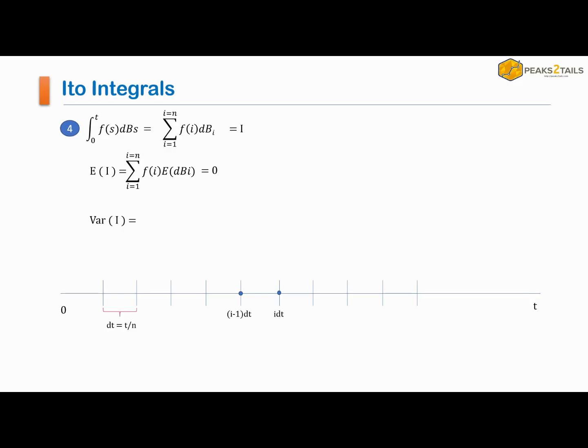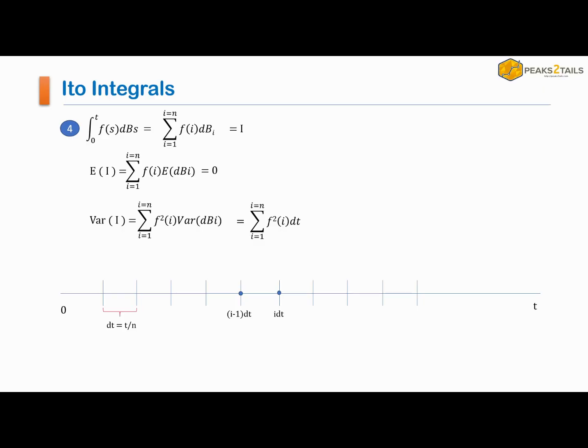What is the variance? The variance is also easy to calculate, because in all these intervals, since these intervals are separate and not overlapping, the increments are independent. If they are independent, the variance of a sum is the sum of individual variances. There is no covariance term. So we can write f squared of fi would come out as f squared i, then variance of dBi, and we know that the variance of any increment anywhere, dBi, would be dt, stationary, right? So we get f squared i dt.